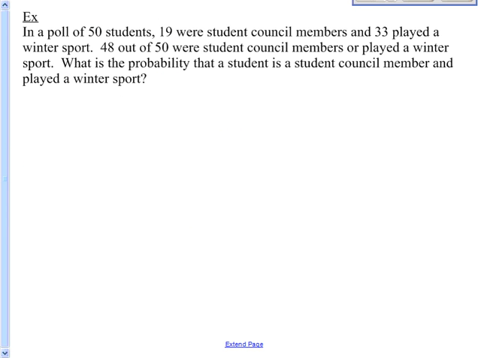Okay, in a poll of 50 students, 19 were student council members, and 33 played a winter sport. 48 of the 50 were student council members or played a winter sport. What's the probability a student is a student council member and played a winter sport? Well, let event A be that you are a student council member. B is that you played a winter sport.